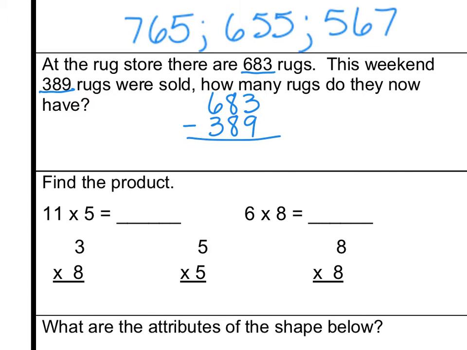We have 3 minus 9, but we can't do that, so we're going to borrow. Now we have 13 minus 9, and that is 4. 7 minus 8, we can't do that either. Going to borrow again. 17 minus 8 is 9, and 5 minus 3 is 2. And when we look back at the question, how many rugs? 294 rugs is the correct label.